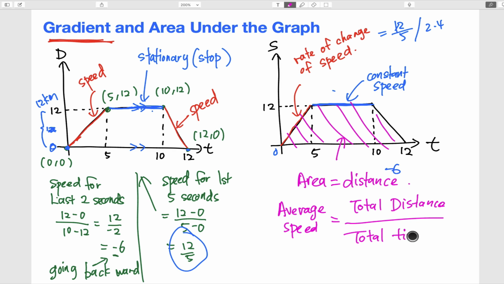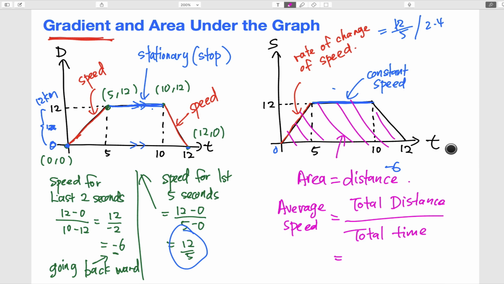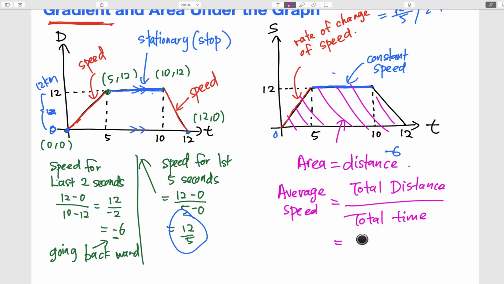So in this case, I want to get my total distance travelled for, let's say, the first 12 seconds. What I need to do is find the area of the trapezium. The area of the trapezium is half, and these two are the parallel lines, so it's 5 plus 12, in brackets, and then multiply by the height, which is 12. This is how I find the area, and then divide by the total time, which is 12 seconds, just like this.